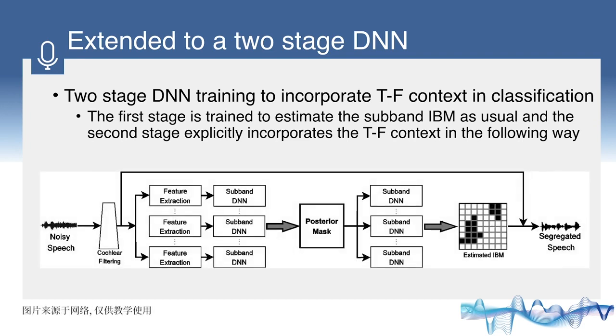After the first stage DNN is trained, a unit-level output before binarization can be interpreted as the posterior probability that speech dominates the TF unit. Hence, the first stage DNN output is considered a posterior mask. In the second stage, a TF unit takes as input a local window of the posterior mask centered at the unit.